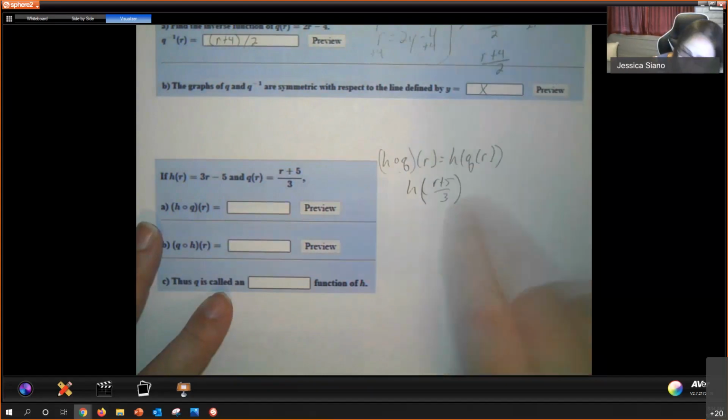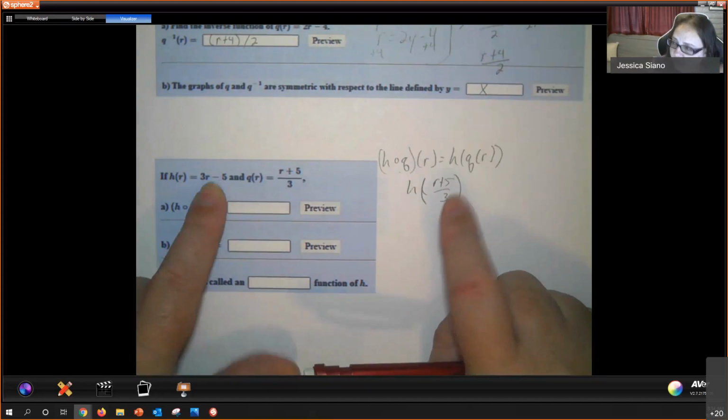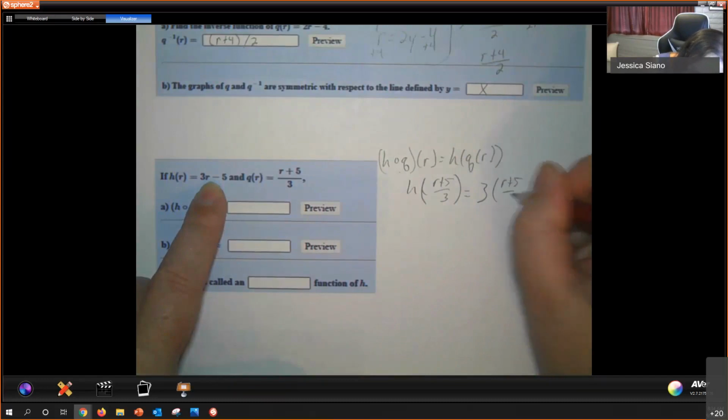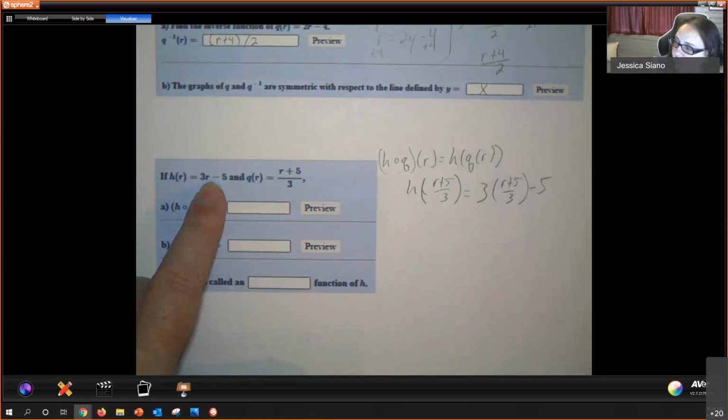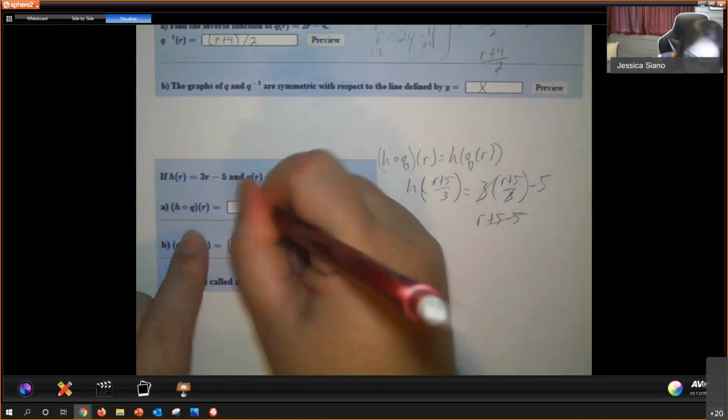And just like if this were a number, I'm going to replace the x value with what is in here inside these parentheses. So that becomes 3 times, instead of x, x plus 5 over 3 minus 5. And now this 3 and this 3 cancel, so I'm left with x plus 5 minus 5. Plus 5 and minus 5 cancel, so I'm left with just an x.